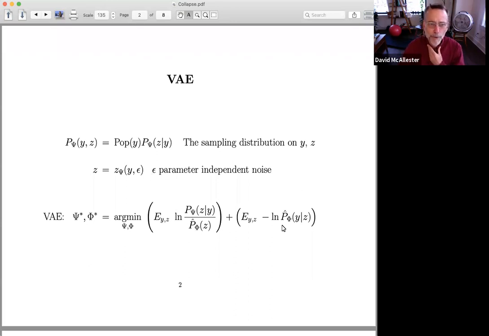And both of these cross entropy terms are upper bounds on the entropy. Cross entropy is always an upper bound on the entropy. So this whole expression is an upper bound on what you would get if I stuck in the true distributions. The true distribution is a joint on Y and Z, and if I marginalize that onto Y, I'm getting the population distribution. So that's a completely different explanation of the structure of a variational autoencoder than I started with in the last unit.